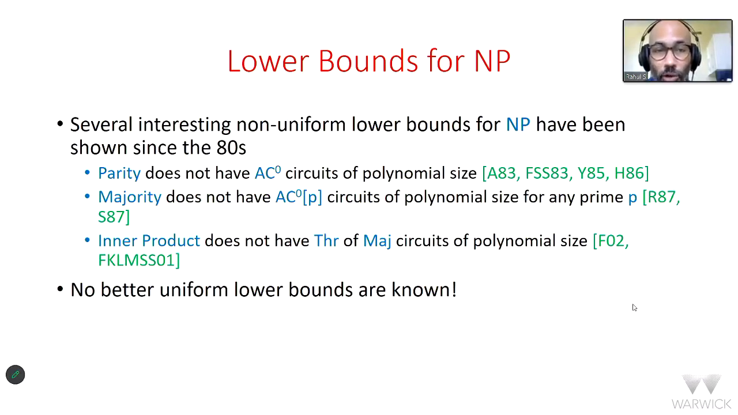And interestingly, no better uniform lower bounds are known, meaning that there aren't any stronger classes of circuits for which we know uniform lower bounds for NP. The reason we know that NP doesn't have uniform AC0 mod P circuits of polynomial size is because it doesn't have non-uniform AC0 mod P circuits of polynomial size. There's no other argument that actually works taking the uniformity condition into account. So that's the situation for NP.